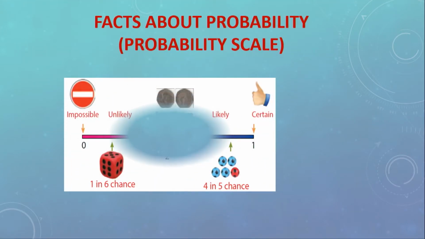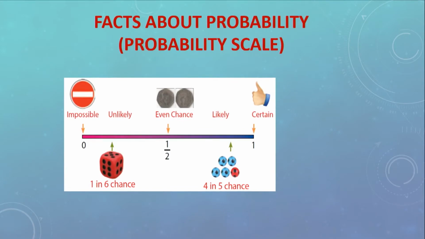Students, this diagram is called the probability scale. You have seen that if probability is 0, we are going to say that this event is impossible to occur. And if we have an answer for probability as 1, then we will be certain that the event will occur. If the probability is half, we are going to say that the event is equally likely to occur, that is, the chance to occur and not occur are the same.